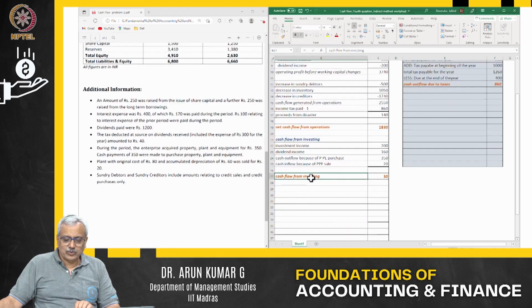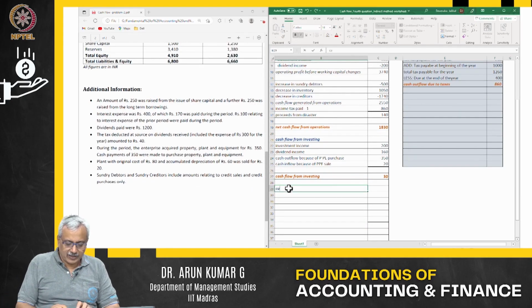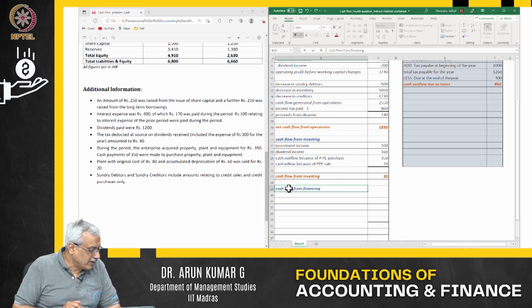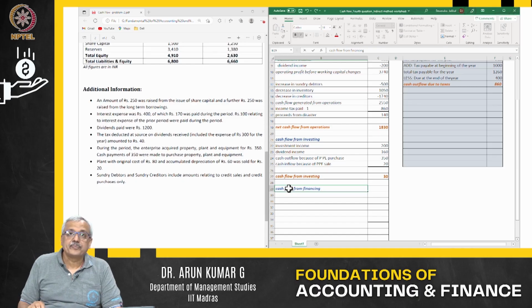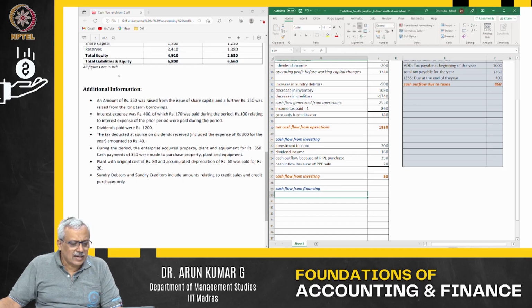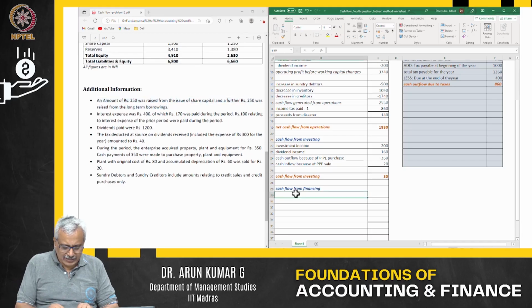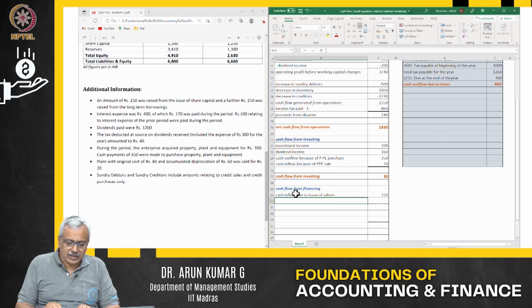Next, I move on to cash flow from financing activities. There are shares issued, there is a debt borrowing. So, let us take both. Cash inflow due to issue of shares is $250. Cash inflow due to new debt is again $250.